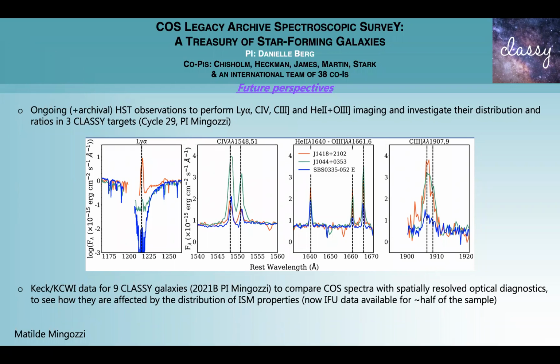since in the UV we don't have integral field spectroscopy instruments at the moment. This would allow us to do the first spatially resolved UV BPT map. And we recently got other observations for nine other CLASSY galaxies using KCWI at Keck in Hawaii, to get integral field spectroscopy in the optical to study how the properties of the ISM vary in the optical for these galaxies. But this is all work in progress.